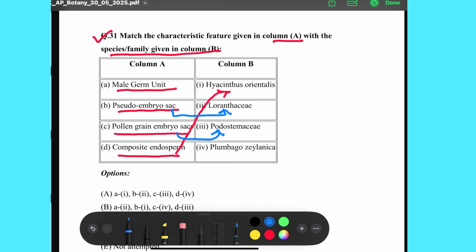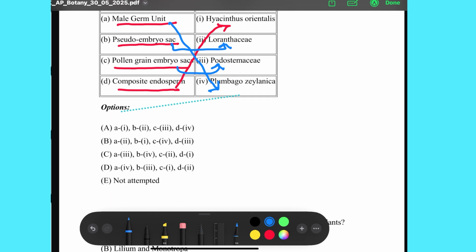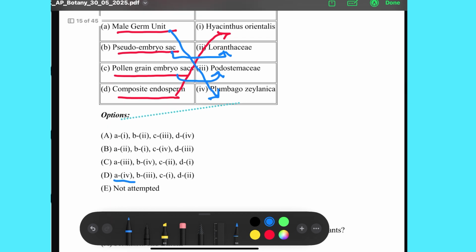And male germ unit, the answer will be Plumbago. So, male germ unit: Plumbago, pseudo embryo sac: Loranthaceae, pollen grain embryo sac: Podostemaceae, composite endosperm: Hyacinthus orientalis. Let us see, first 4, B third. So the answer will be this.